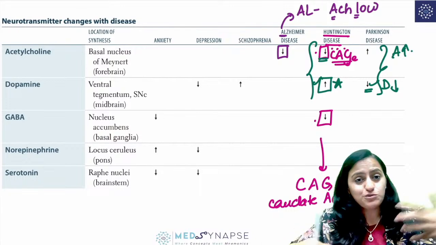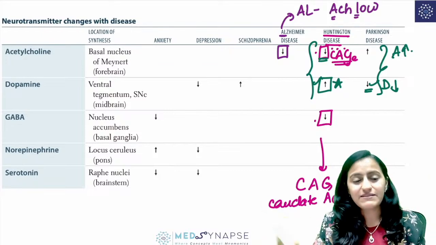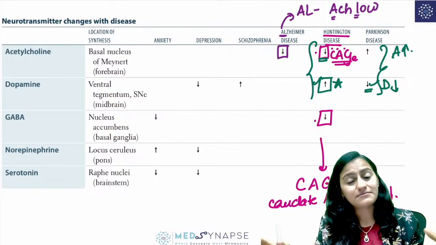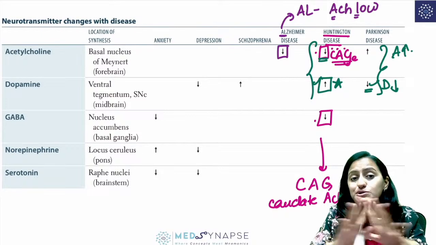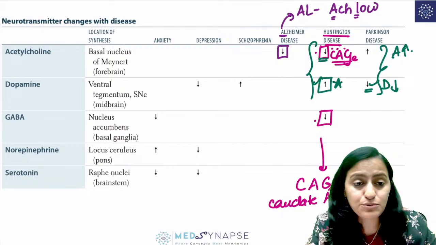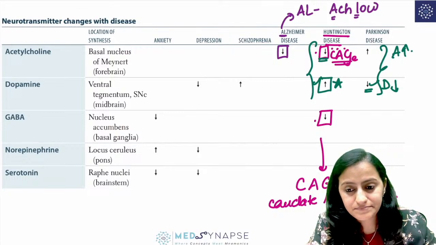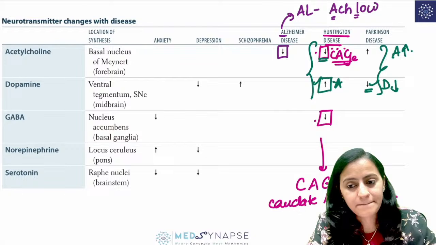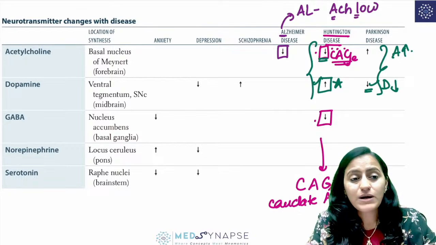You would realize with these sessions that everything is interrelated, right? You learn it in an integrated manner. You don't have to mug up anything. What is the drug of choice in drug-induced Parkinson's? What is the drug of choice?